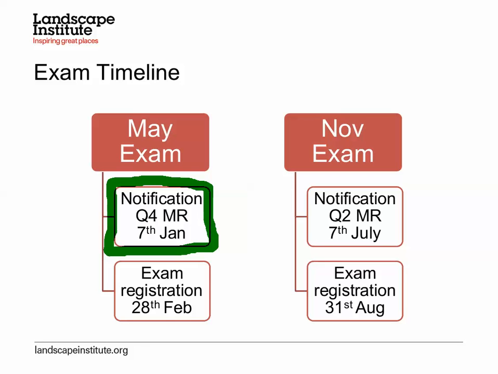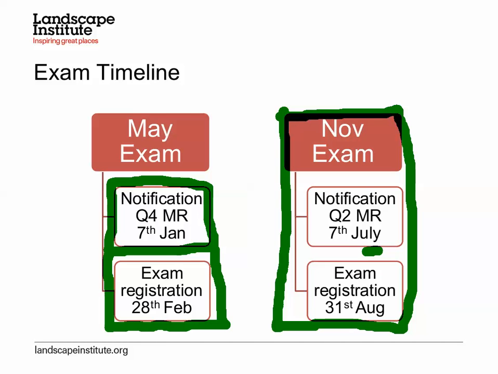The candidate has then, assuming it's approved, of course, by the supervisor, got an additional almost 2 months until the end of February to actually register and pay for the exam. And a similar thing for the November exam. The deadline for the mentor review in that case is the 7th of July. And then you've got until the end of August to actually register and pay.